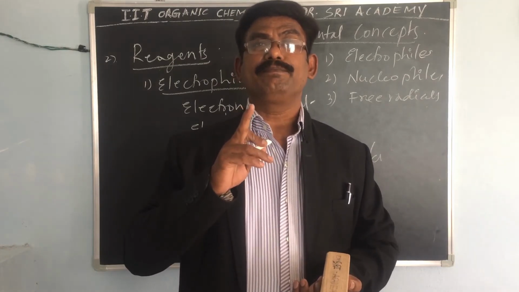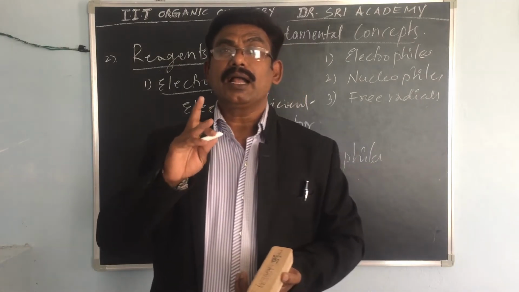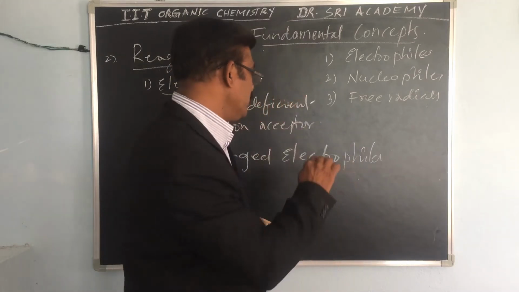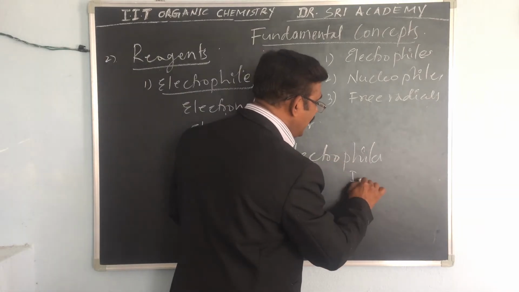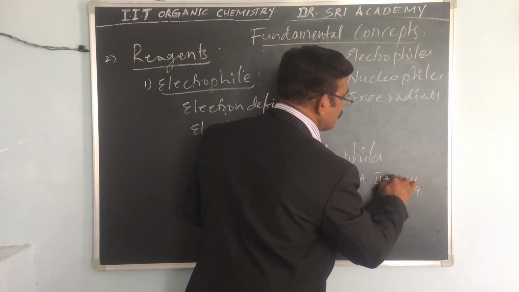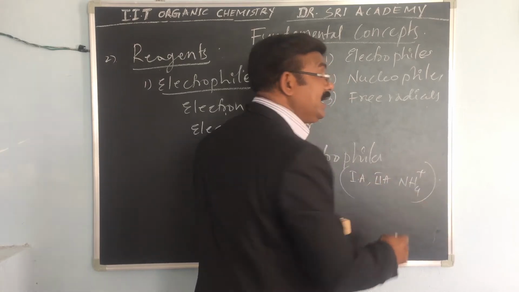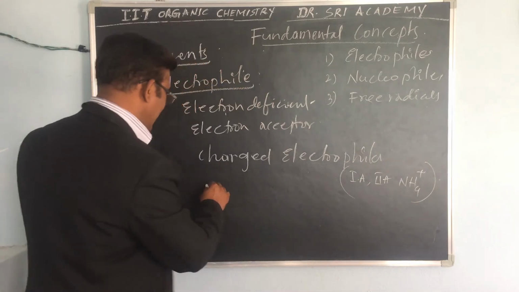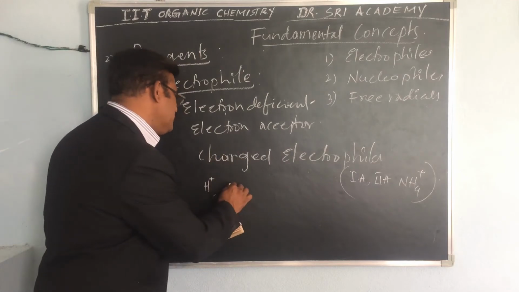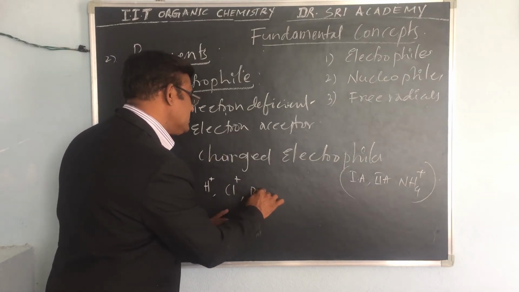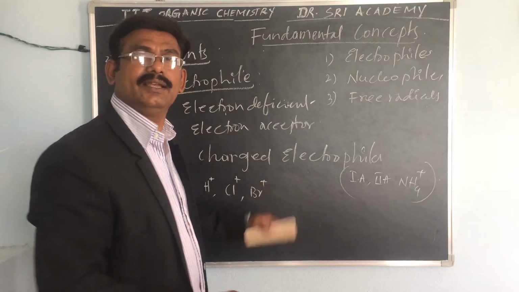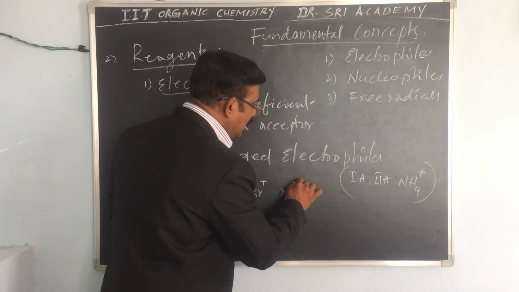But except cations of the first group and second group elements and NH4 plus, all these positive ions are electrophiles. Examples: H plus, Cl plus, Br plus. They require electrons because they are electron deficient. NO2 plus.